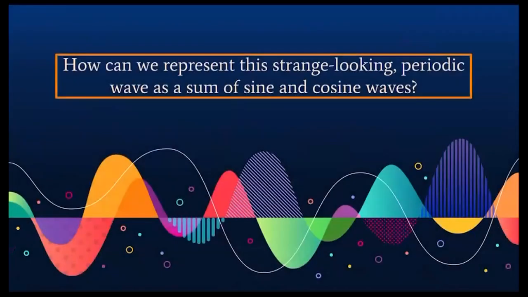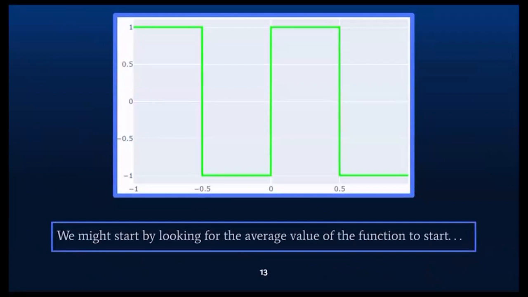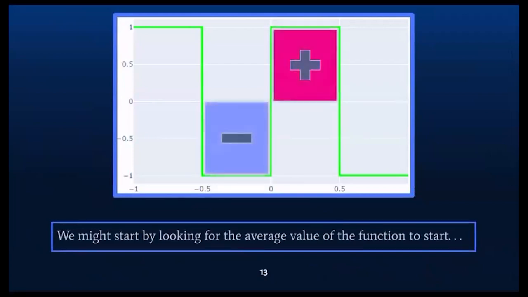So moving right along, we ask ourselves the question, how can we represent this strange looking periodic wave as a sum of sine and cosine waves? Okay, we have a square wave here. We might start by looking for the average value of this function. And it turns out this is how we'll actually start all of our Fourier analyses. In this case, if we look, we might guess it somewhere around 0.